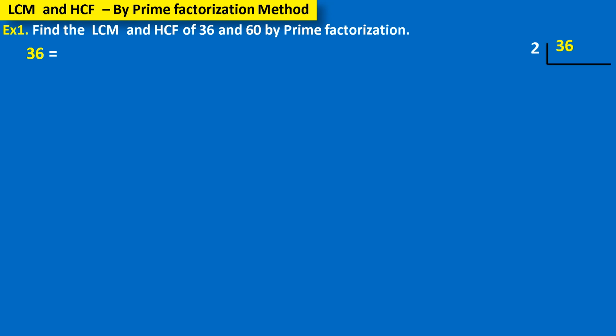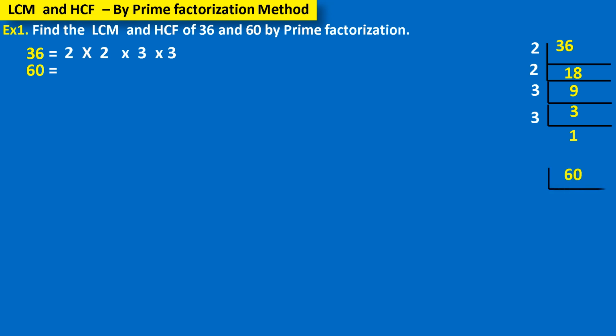2 18s are, 2 9s are, 3 3s are, 3 1s are. Now we express it as 2 into 2 into 3 into 3. Similarly, 60 also resolve into prime factors. 2 30s are, 2 15s are, 3 5s are, 5 1s are. Now we express it as 2 into 2 into 3 into 5.